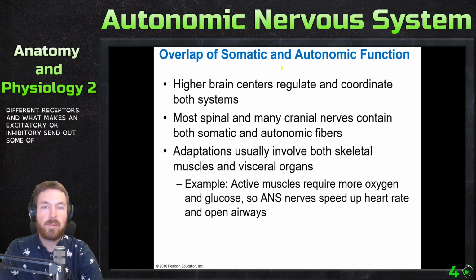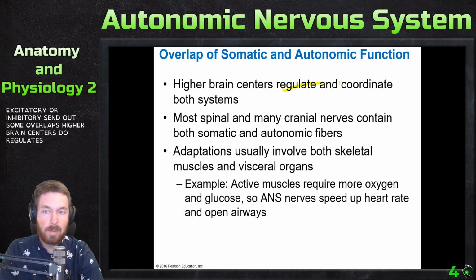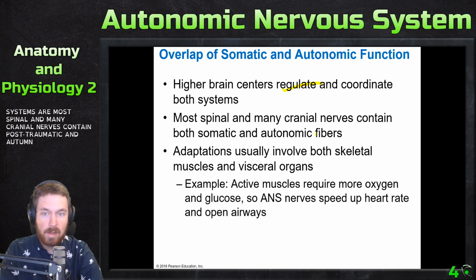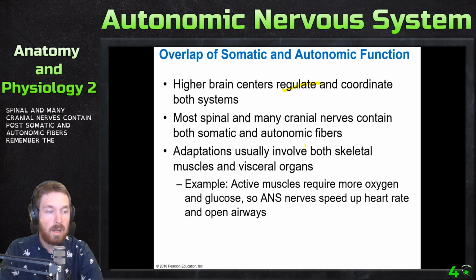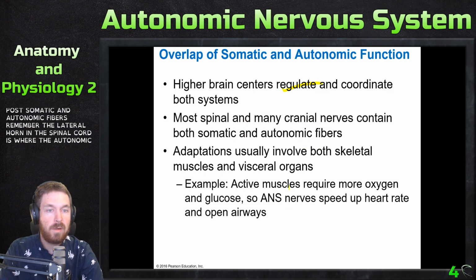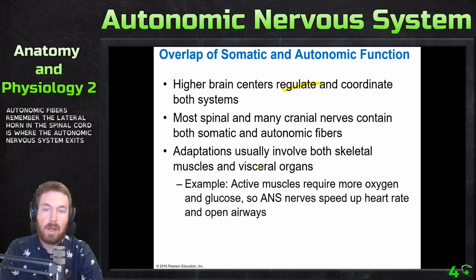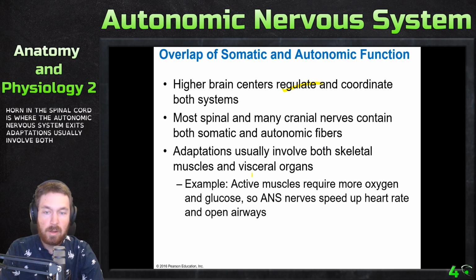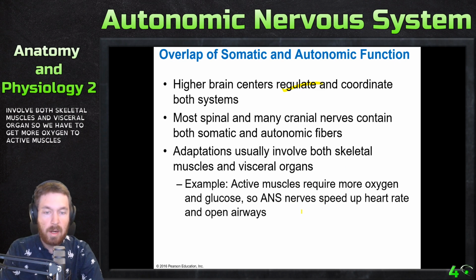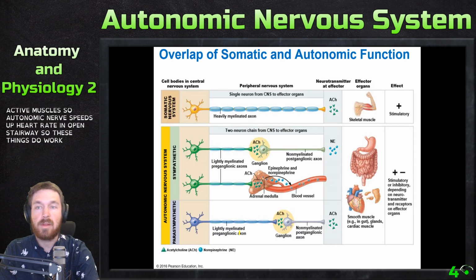Now, some overlaps: higher brain centers do regulate, so we'll talk about that later, and they coordinate both systems. Most spinal and many cranial nerves contain both somatic and autonomic fibers. Remember, the lateral horn in the spinal cord is where the autonomic nervous system exits. Adaptations usually involve both skeletal muscles and visceral organs. We have to get more oxygen to active muscles, so the autonomic nerves speed up heart rate and open airways. So these things do work together.